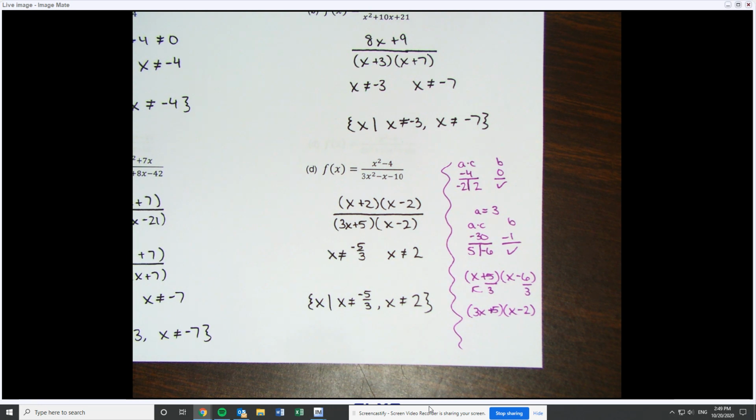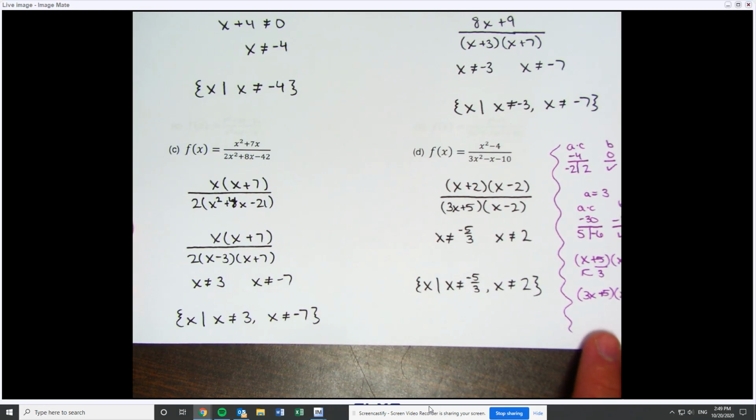Okay, so the next thing we're going to talk about is how you can write your function in lowest terms. And what I want to draw your attention to before I turn the page is these last two problems right here.